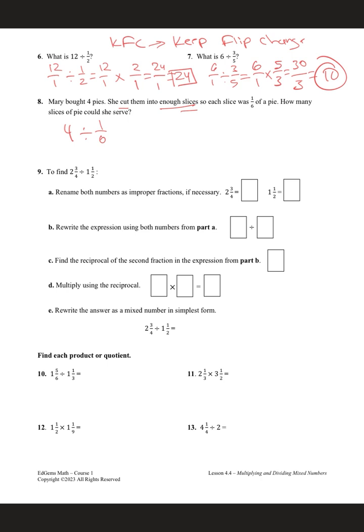Anyways, here we go. Change the whole number into a fraction by putting a 1 underneath it. Flip the second fraction to its reciprocal, so 6 over 1, and then change the division to multiplication. Now we just multiply straight across. So 4 times 6 is 24. 1 times 1 is 1. And then 24 divided by 1 is 24. And what is my unit of measurement? It is pie pieces.